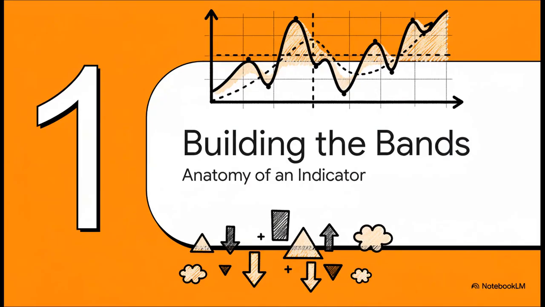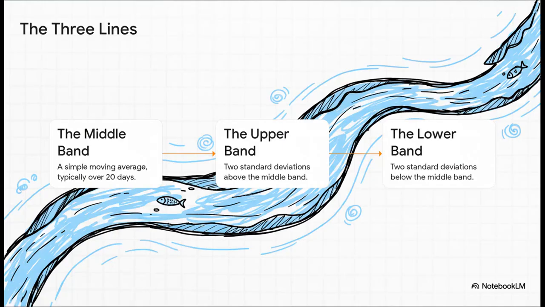Okay, so to really get how to use these things, we first have to pop the hood and see how they're actually put together. And believe it or not, it all comes down to just 3 lines on a chart. All right, here's the magic. I want you to picture a river. The middle band is like the main current. That's just the average price over a certain amount of time, usually 20 days. Now, the upper and lower bands, those are the river banks. And they're drawn a specific distance away from that middle line using a statistical thing called standard deviation, which is just a fancy way of measuring how spread out the prices are. So these river banks get wider when the market's choppy and they get tighter when it's calm. It creates this awesome dynamic channel that the price flows within.